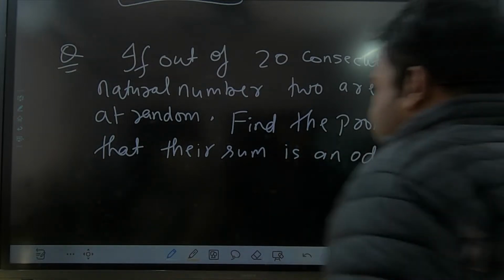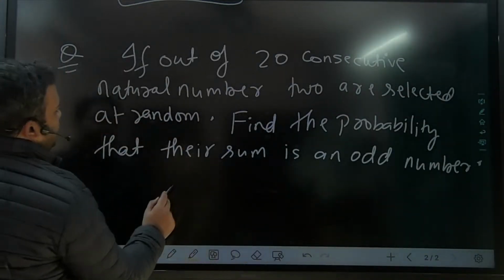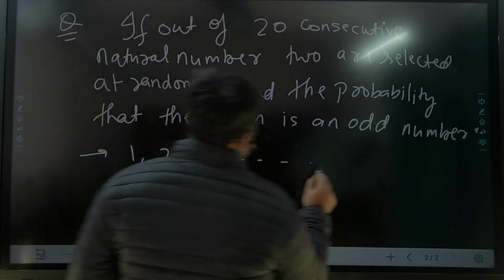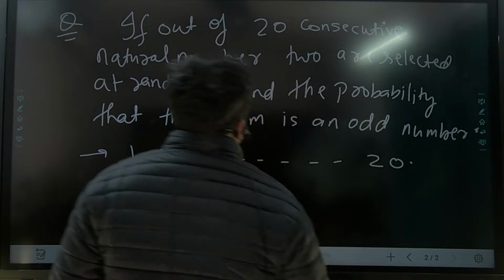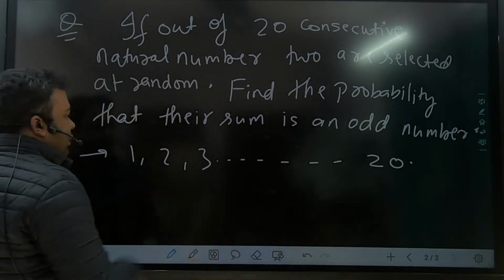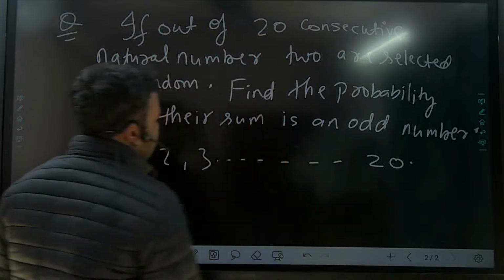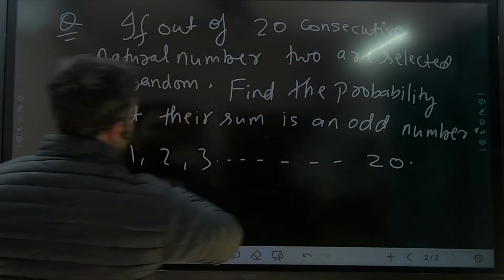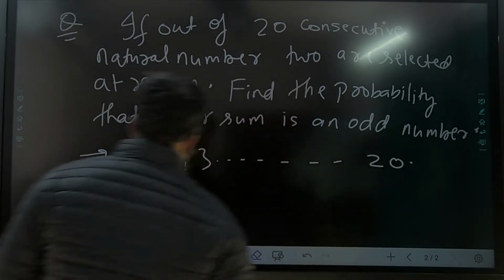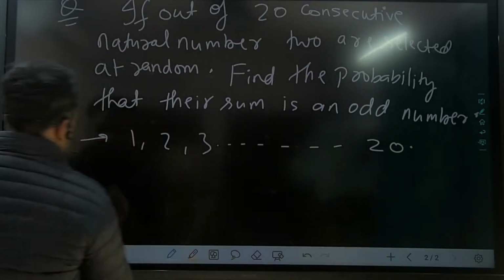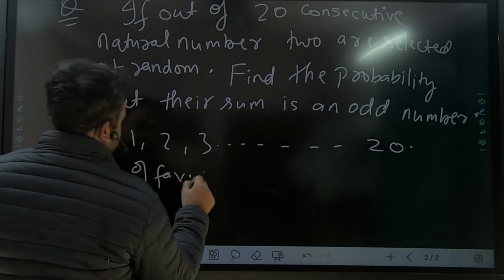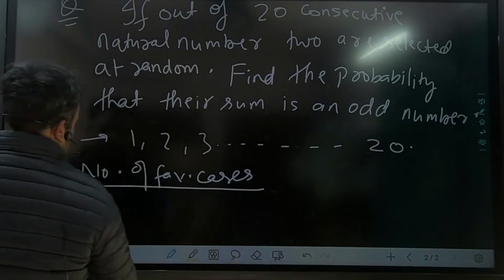So see, what the question is saying, we have 1, 2, 3 up to 20, consecutive natural numbers. I am going to select two numbers randomly. Maybe I can select 3, 1, 4, or 19. Any two numbers I am going to select randomly from 1 to 20. I have to make sure that their sum is an odd number. So when can the sum be an odd number? When will my favorable number of cases come? So the number of favorable cases, for that we are looking.